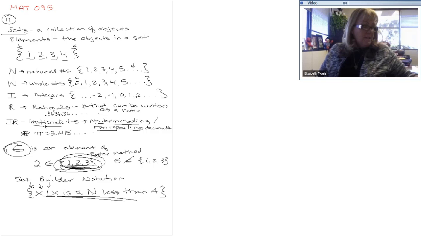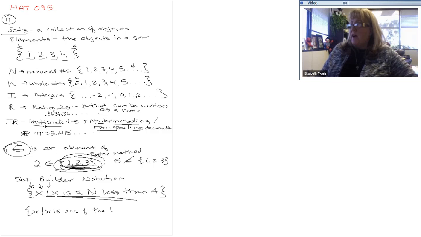So, for instance, let's look at this. What if I had x such that x is one of the first 5 even natural numbers? Could we list that in roster form? One of the first 5 even natural numbers would be 2, 4, 6, 8, and 10. Set builder notation, roster. Okay, let's see if we can go the other way.